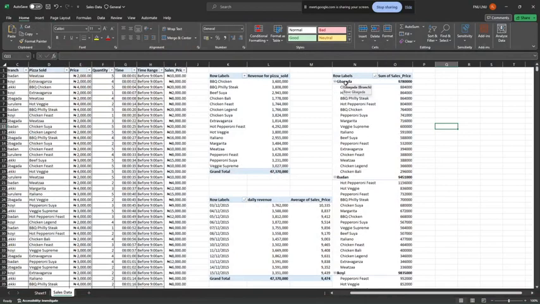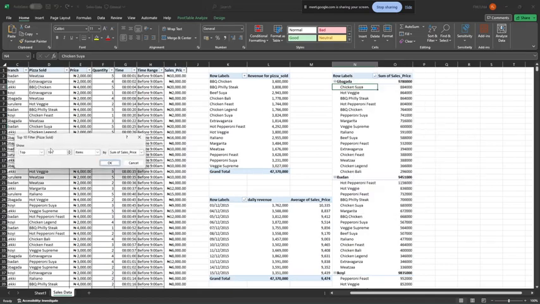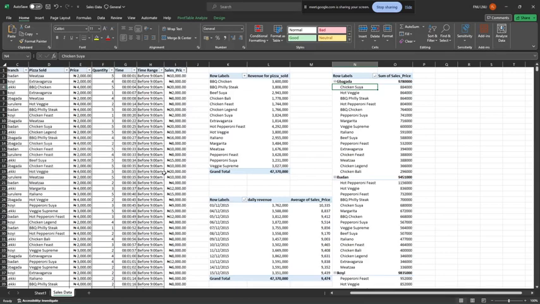That is in Gagada branch, the top performing pizza is what? Chicken suya, and it's making 884,000. In Ibadan, the top performing is what? Hot pepperoni feast, which is making around 1.1 million. So how do I do this? I'll come here, then I'll filter. We've done this before in Excel. You have forgotten. Okay.